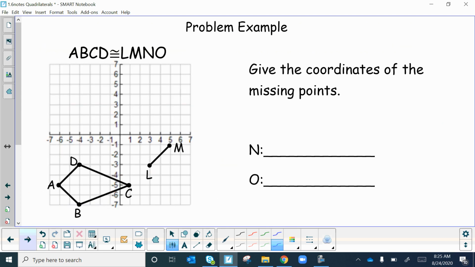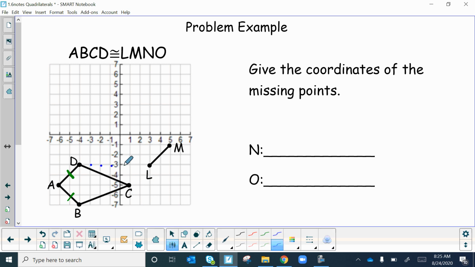It says ABCD is congruent to LMNO. It says give the coordinates of the missing points. So obviously this looks like a special quadrilateral on the coordinate grid. And so it looks like this goes up 2 over 2. This one goes down 2 over 2. So that means that this side is congruent to this side. Okay? So when you have that same horizontal and vertical distance, that forces those. Same thing over here for the other sides.